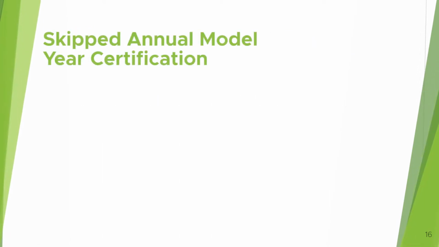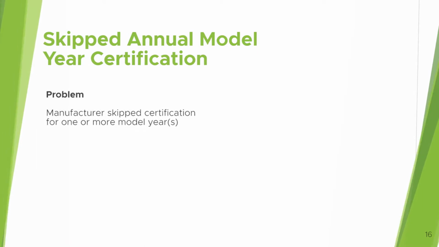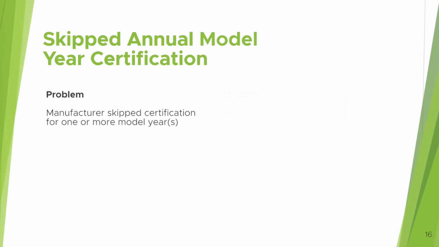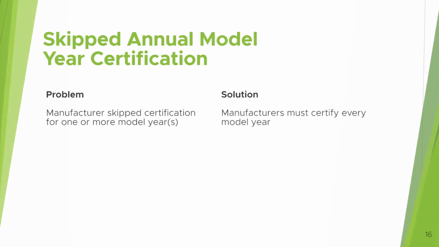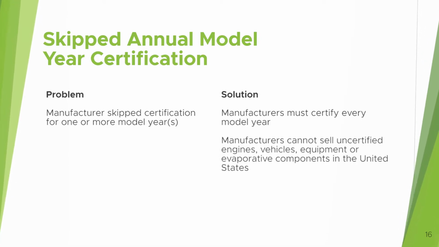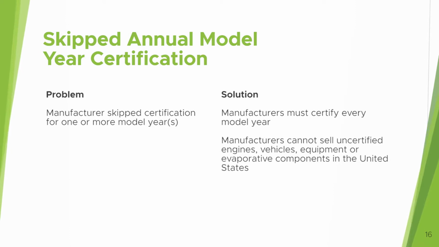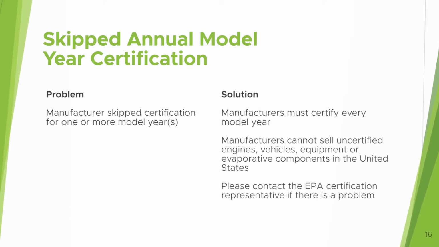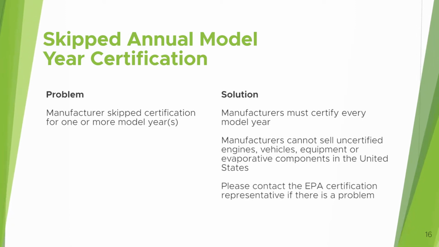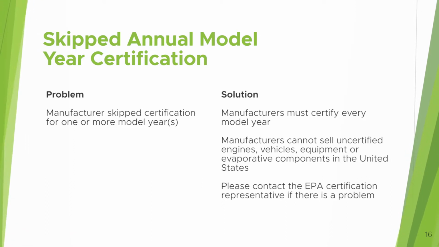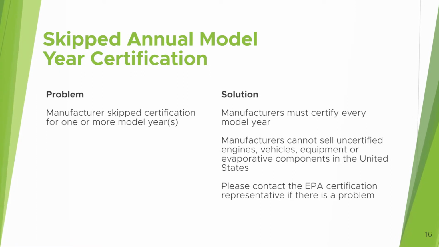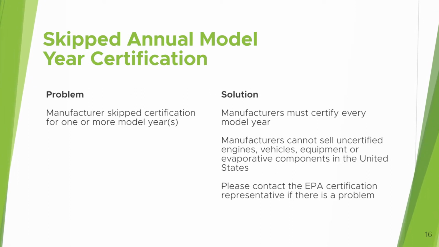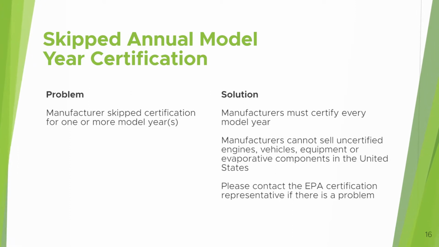Skipped annual model year certification. The problem is, the manufacturer skipped certification for one or more model years. The solution: manufacturers must certify every model year. Manufacturers cannot sell uncertified engines, vehicles, equipment, or evaporative components in the United States. Please contact the EPA certification representative if there is a problem. Each certificate is valid for one model year. In order for manufacturers to continue to produce and sell products in the United States, they must recertify each family each year with the EPA.